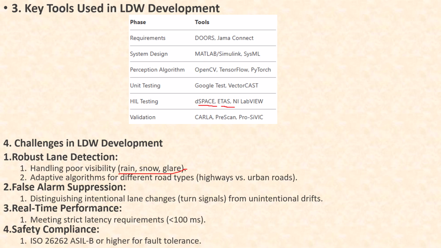Next is false alarm suppression, distinguishing intentional lane changes from unintentional drifts. Next is meeting strict latency requirements, and safety compliance, ASIL B or higher, or fault tolerance. See, the reason why I mentioned ASIL B is because it is not exactly a life-threatening failure. If at all this functionality fails, it is not exactly life-threatening. That's the reason ASIL B should suffice.